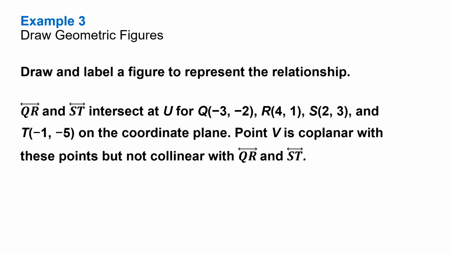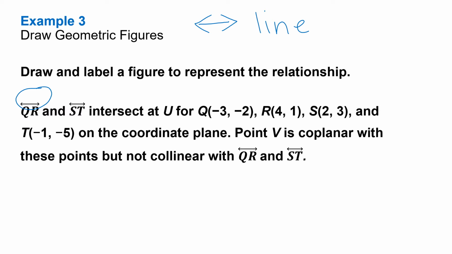Draw and label a figure to represent the relationship. What does this symbol mean? This symbol means line. So we're expected to know that that symbol over the QR means line QR and line ST intersect at U.